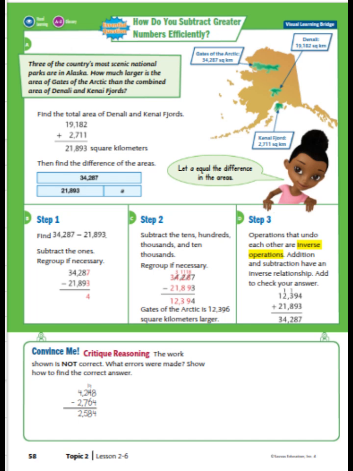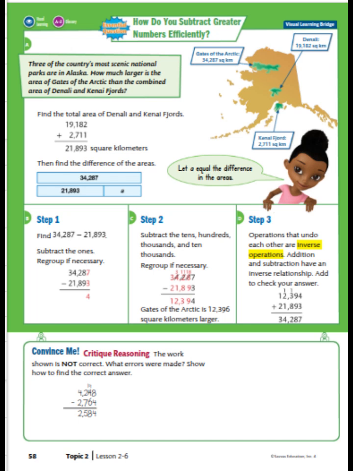Okay, and we see the picture on the right. The brown is the map of Alaska. And inside the brown, we see 3 parks. One is Gates of the Arctic, one is Denali, and one is Kenai Fjord. Since they're asking how much bigger the biggest one is than the 2 smaller ones combined, it means we have to find what the smaller ones combined are and then subtract that from the bigger one to see how much bigger the bigger one actually is than those 2 combined.